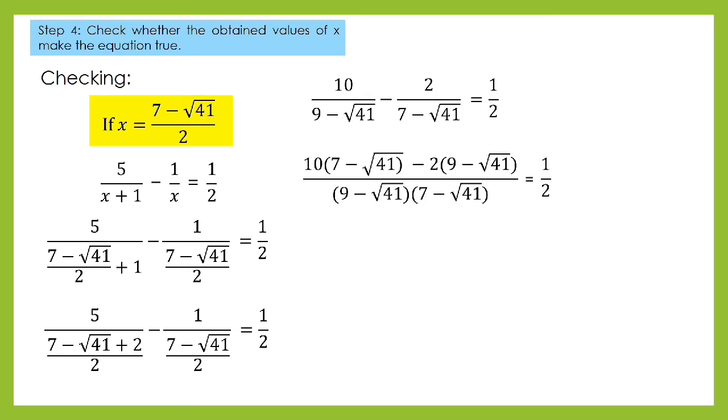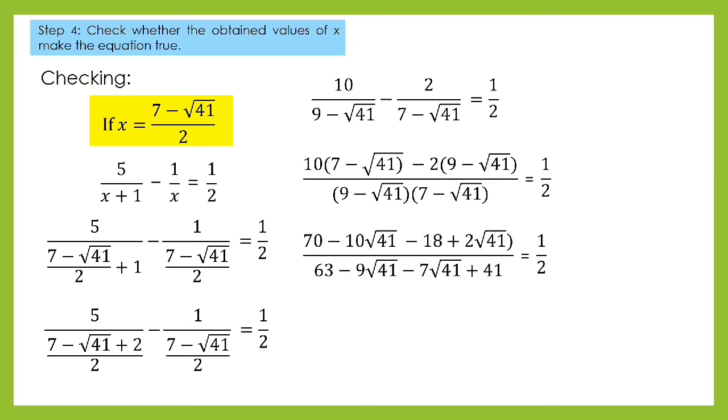Okay, next, we will get the product of the denominators. So, yun yung magiging denominator natin: 9 minus square root of 41 times 7 minus square root of 41. And then, we multiply 10 and 7 minus square root of 41 minus 2, imumultiply naman natin sa 9 minus square root of 41 equals 1/2.